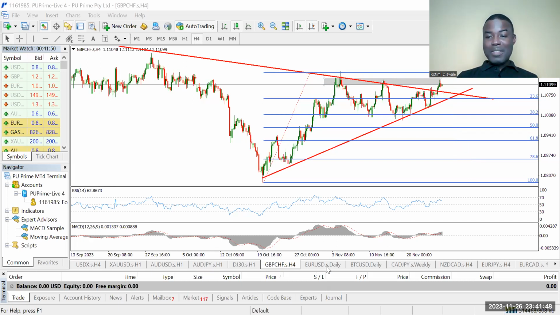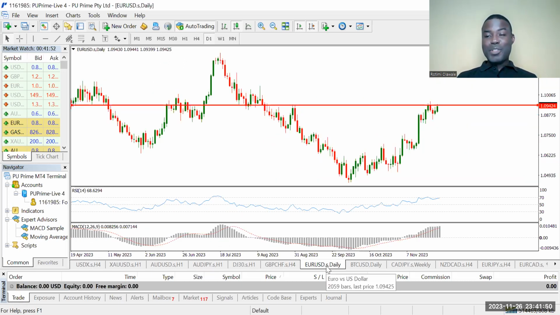Now, please note the essence of this analysis is to give us an idea of trends on all these instruments for the week. If you have your own personal trading strategy, you can use that for entry. And if you want to follow the way I've shown, you can just go ahead and trade with that.